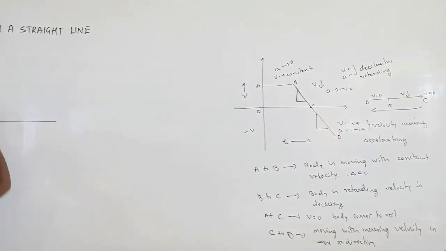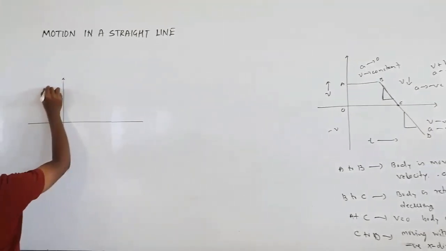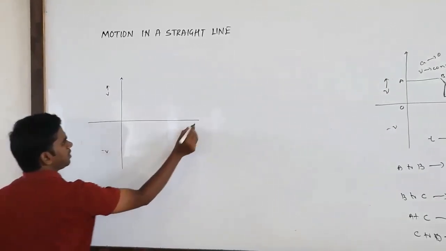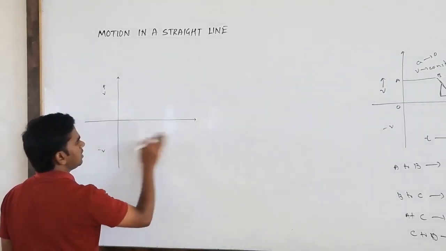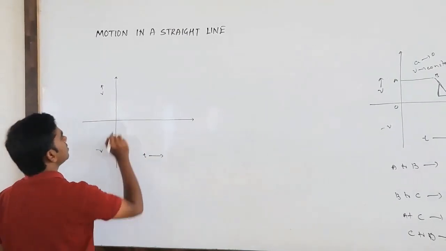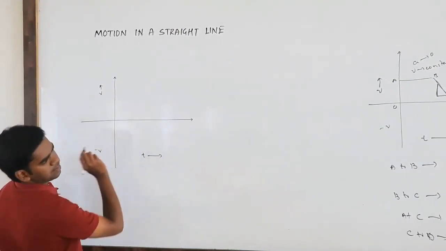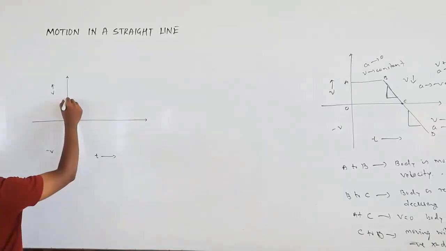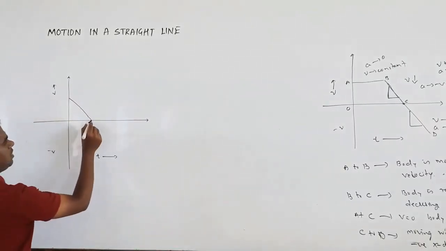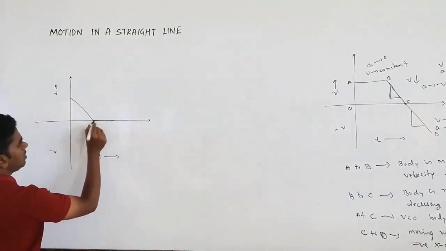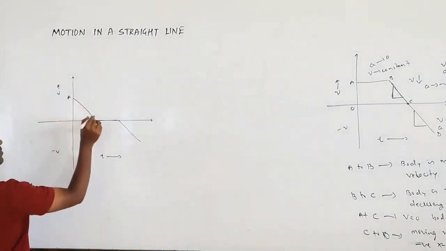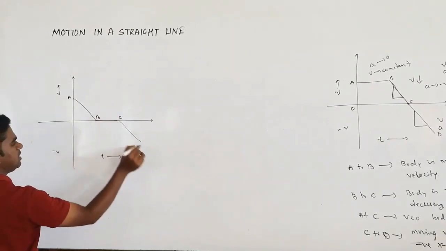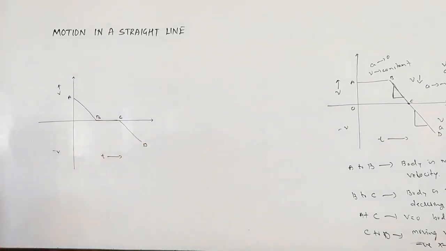Okay. So this is V. This is minus V. Here it is along T. So what we can write? T you can take from this. So the graph we can take a little different. I will take it like this. Then it is moving on the axis here. Then it is coming like this. So A, B, C, D. So how can we describe the motion?